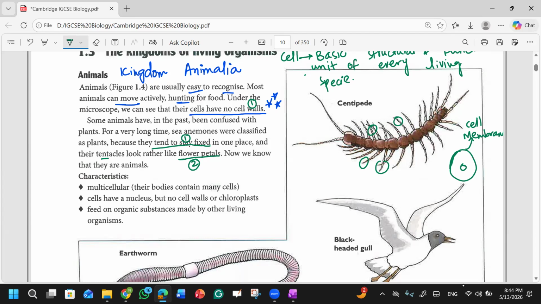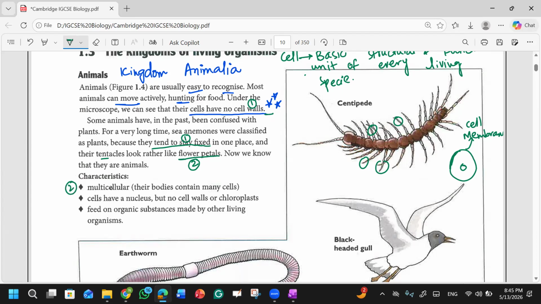Afterwards, they started to recognize the different characteristics of the animals, which categories should be in the animals so that we can place that particular species in the animal group. So they studied that. When they studied that, the first thing was about the cell wall. The animal cell doesn't have a cell wall. This is the first thing, right? The animal cell doesn't have a cell wall.